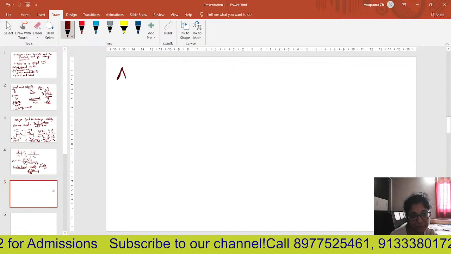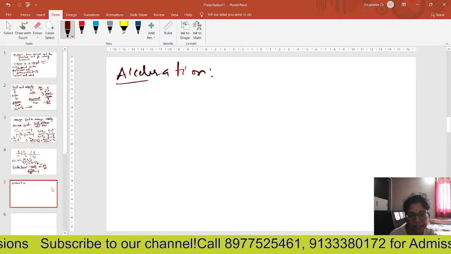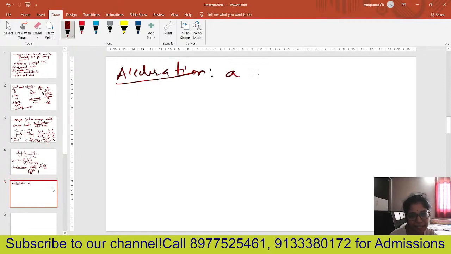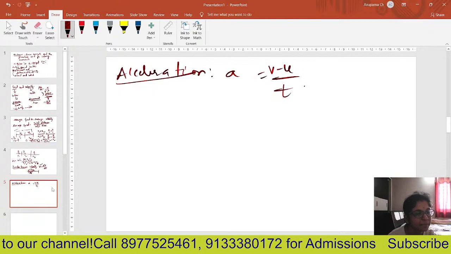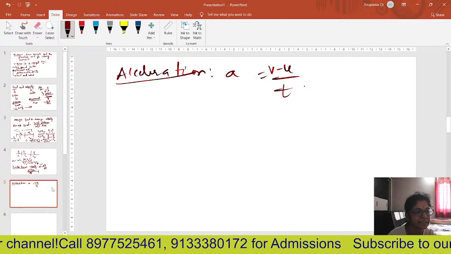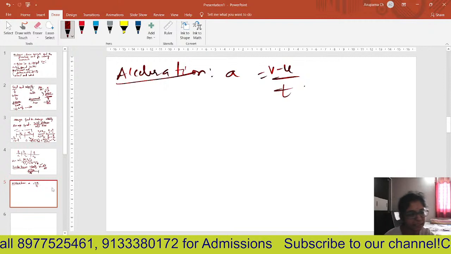And next we have acceleration. You know what is acceleration? Acceleration is represented by a, and this is the rate of change of velocity, v minus u by t. This is called acceleration.